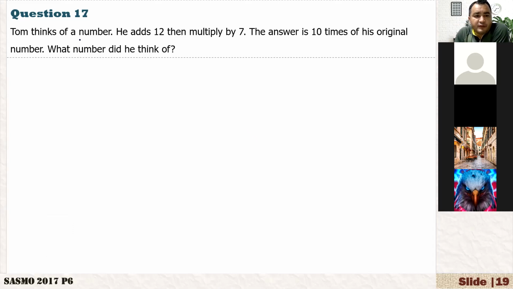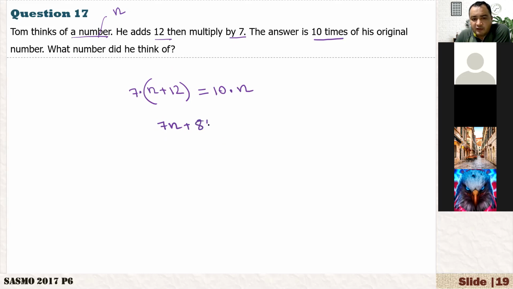Okay. Tom thinks of a number, right? Let's say that number is n. And he adds 12, so n plus 12. And then multiply by 7. So we are multiplying the result by 7. The answer is 10 times his original number. The original number is n. What number did he think of? That's it. Now, if you solve this, 7 times n, 7n, 7 times 12, it is 84.